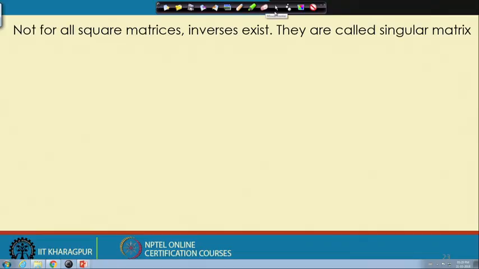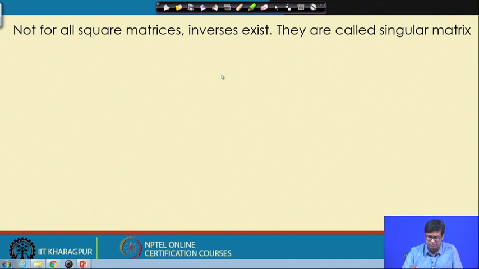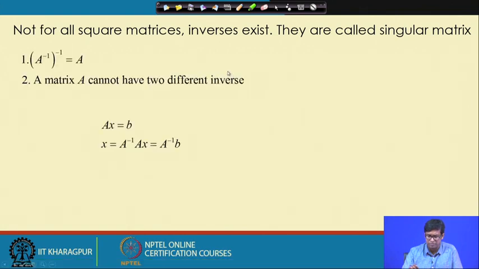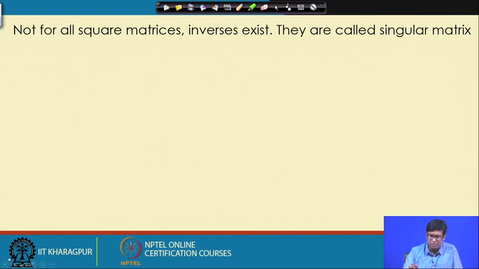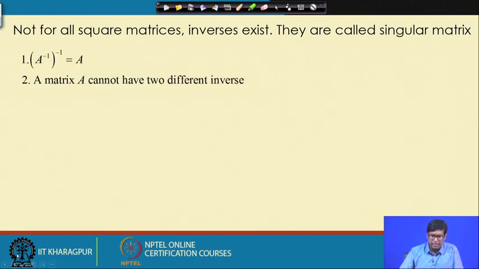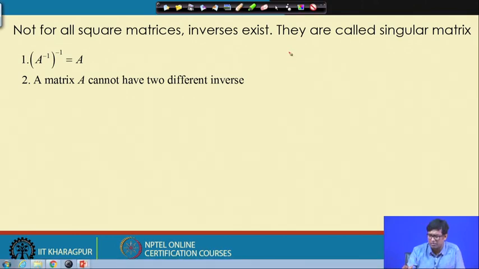There are few properties of inverse. The first one is that the inverse of A inverse is A, and this can be very easily observed, since A into A inverse is equal to I. So, A multiplied with A inverse gives us I, and therefore, A inverse when multiplied with A will give back I, and A inverse's inverse is A.